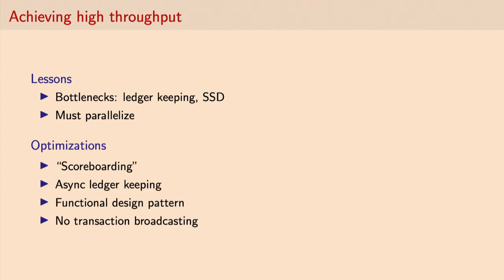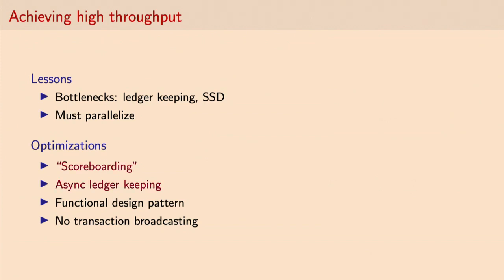So we did a bunch of optimizations. First, we use a so-called scoreboarding technique to parallelize ledger keeping. And we do the ledger keeping asynchronously from consensus in order to parallelize consensus. We also introduce a functional design pattern in our client, and we disable transaction broadcasting in order to get a high network efficiency.